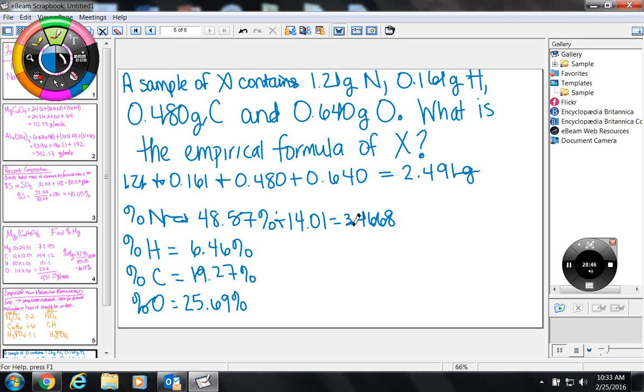First thing I do, I treat this like grams. I have to divide it by its mass. Then I divide this by its mass. This by its mass. This by its mass. Then I divide all of these by the smallest. So 6.46 divided by 1.01. You get 6.3960.